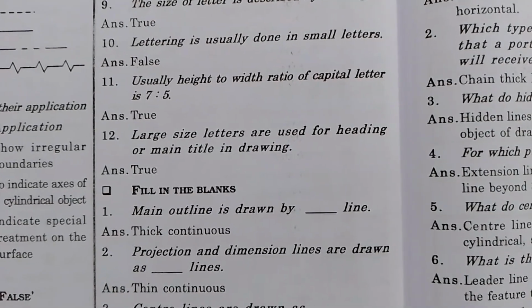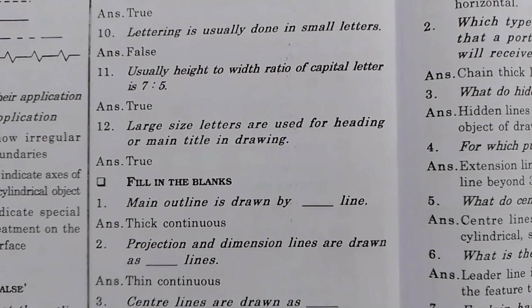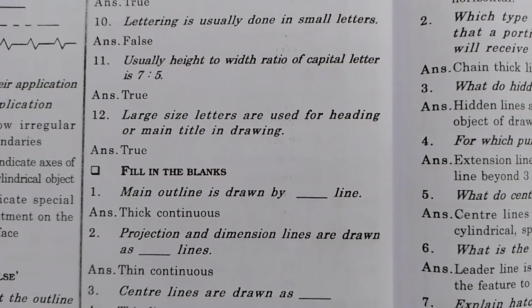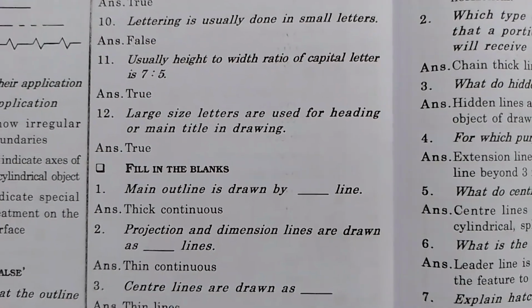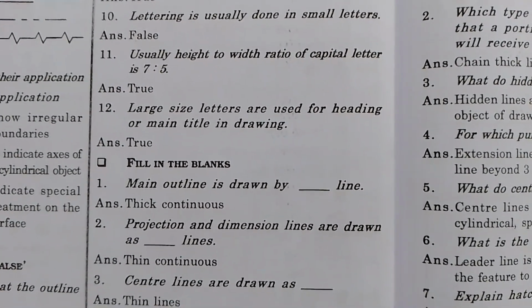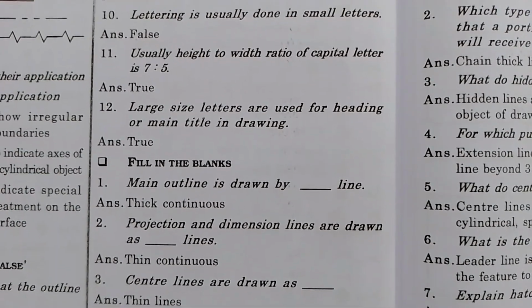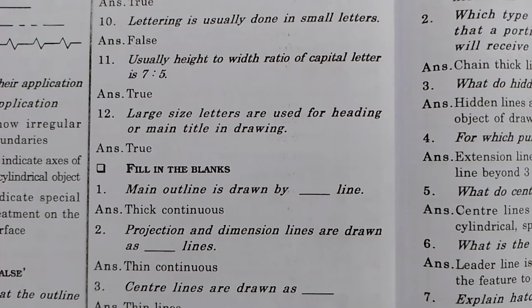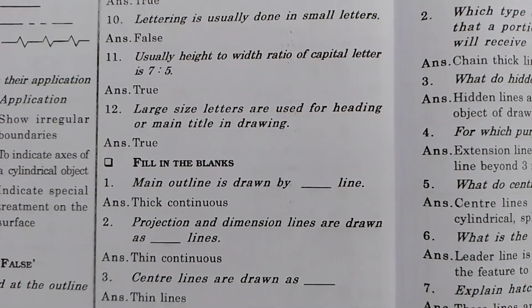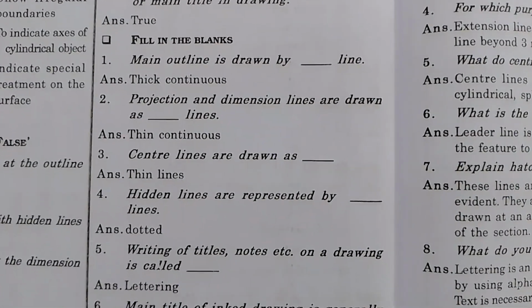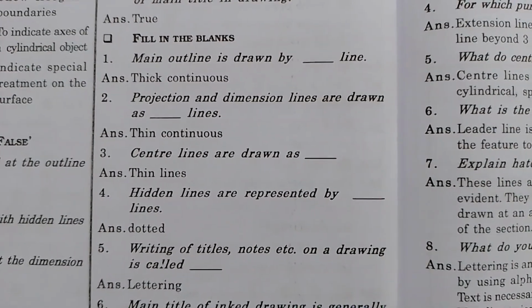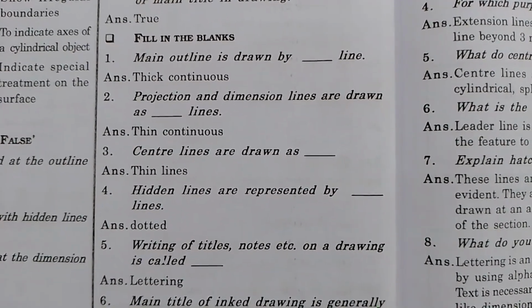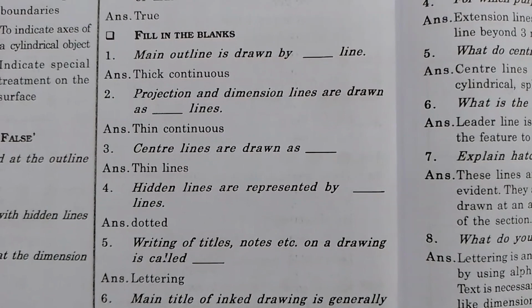Question number 12. Large size letters are used for heading or main title in drawing. Large size letters are used for heading. Yes, it is true. Now fill in the blanks. Main outline is drawn by dash line. Main outline is thick outlines or border lines or margin lines. These are answer lines.